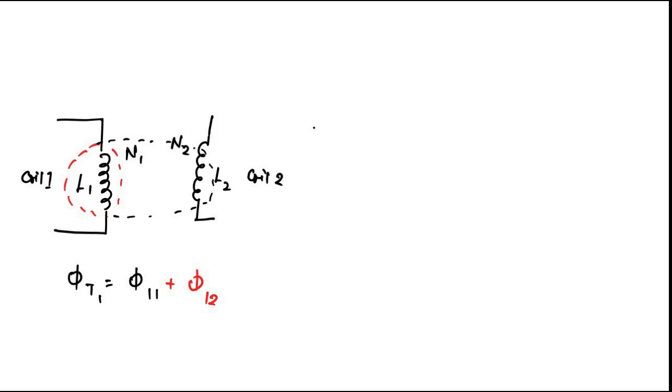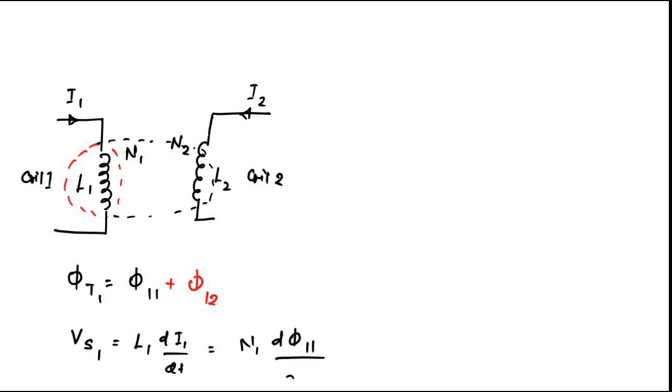Here the self-induced EMF produced due to coil 1 is equal to L1. Let's say the current flowing through coil 1 is I1 and the current flowing through coil 2 is I2. So the self-induced EMF or voltage in coil 1 is L1 dI1 by dt, which is the same as N1 d phi 11 by dt.